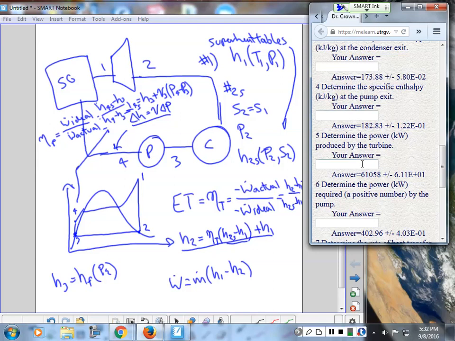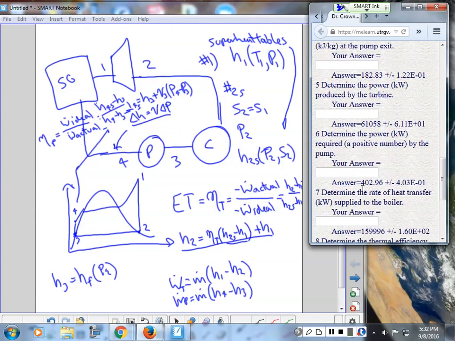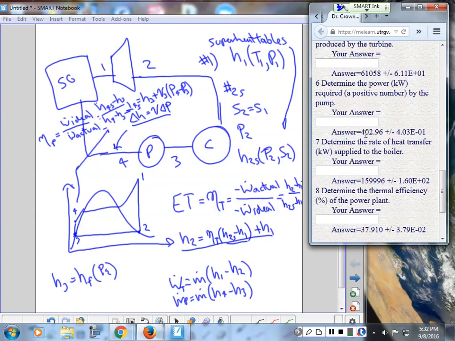Determine the power produced by the turbine. That would be right here, right? H1 minus H2 times mass flow rate. That'd be for the turbine. And the work for the pump, I'm assuming that's the next question. I'm not sure, but m dot times H4 minus H3. Now, it depends if I wanted to answer negative, but I usually view pump power as positive even though it's work in, right? So here I said a positive number. So the power required by the pump, I'll give that as a positive number.